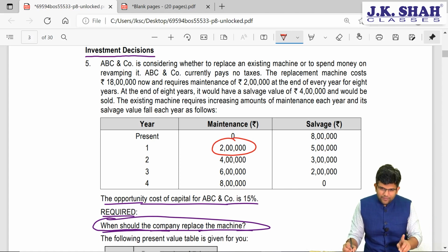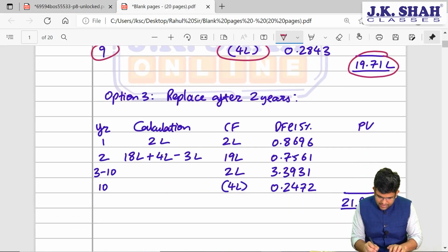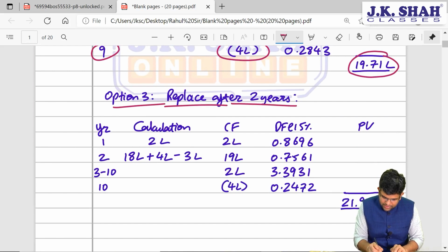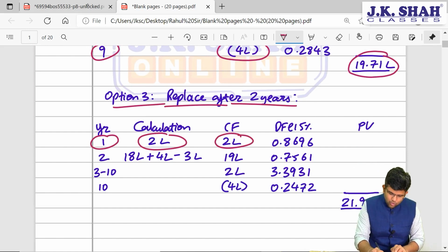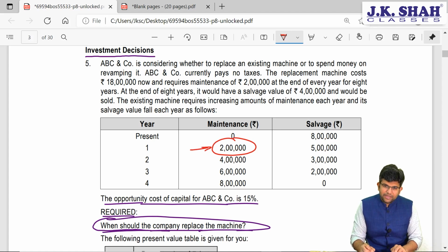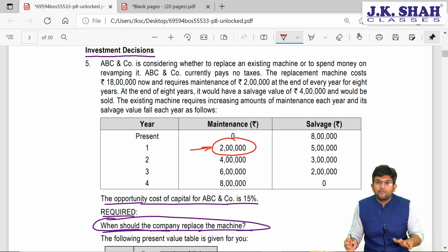Correct? So at end of year 1, children, do you realize if you decide to replace after 2 years, at end of year 1, 2 lakh rupees you will have to incur to maintain the existing machine. Then children, comes year 2. The year of main action.